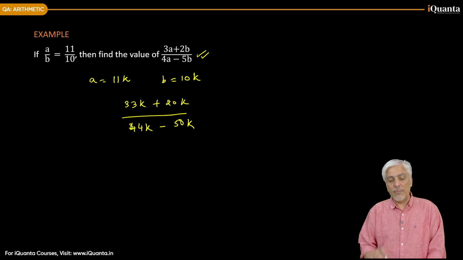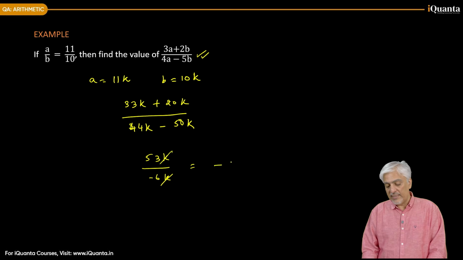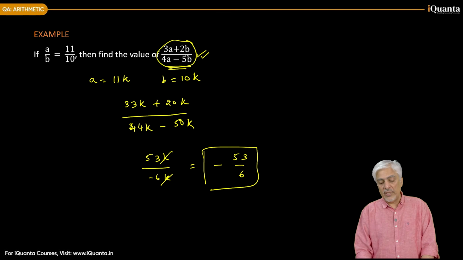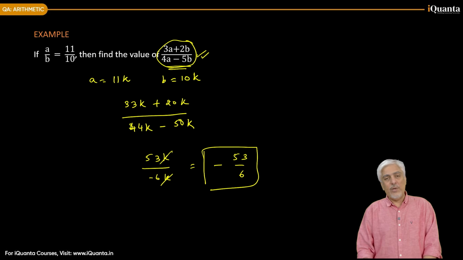Let's just go through this one more time properly. 3 11s are 33, 2 10s are 20, 4 11s are 44, 5 10s are 50. So we've got 53k upon negative 6k, except k, nothing else is cutting. So your final answer is negative of 53 upon 6 as a ratio for this answer. I hope you understood why we could not use componendo dividendo, because the same coefficients were not there. Numerator has 3a and 2b, while denominator has 4a and 5b. So we cannot use componendo dividendo.